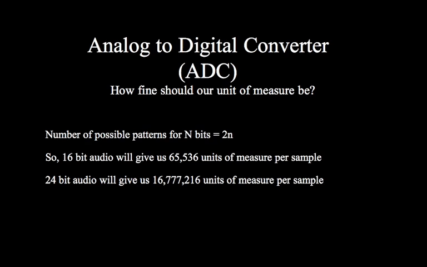But the thing is, we're talking about 2 to the power of n. So 24-bit audio, 2 to the power of 24, would give us 16,777,216 units of measure per sample. So just by putting 8 more bits into that string, into that sample, we get a much, much finer ruler with which to measure the changes in amplitude.